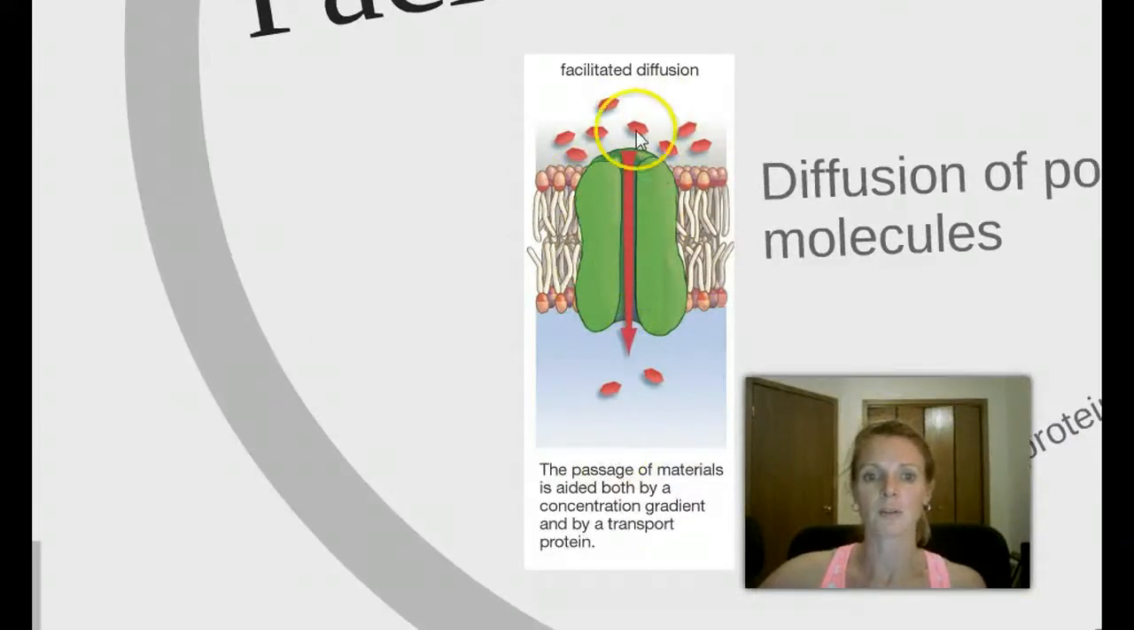So the passage of materials is aided by both a concentration gradient and by a transport protein. You have the aid of this protein to get some of these molecules through that cell membrane. Remember, hydrophilic molecules are going to have a hard time with these fatty acids, because those fatty acids are hydrophobic, so it would have a hard time passing through. So for that reason, we have to use some kind of transport molecule. In that case, it's a protein.